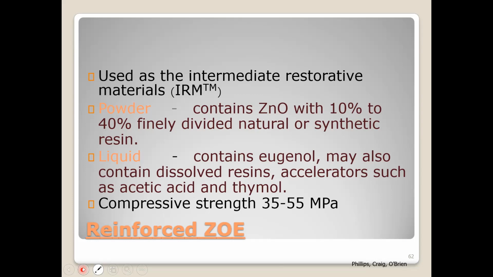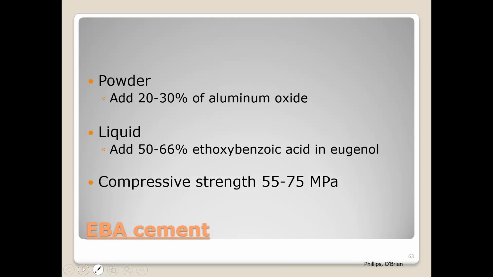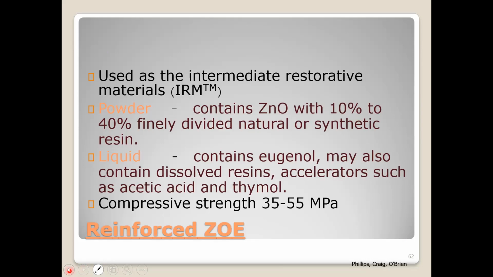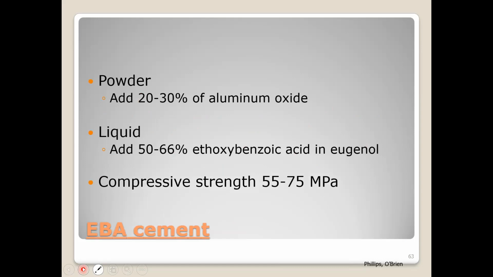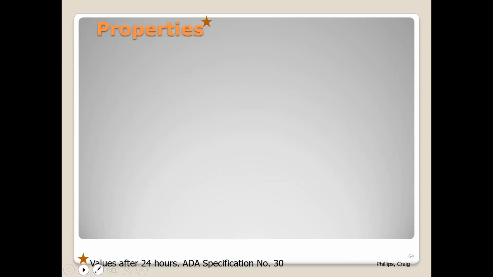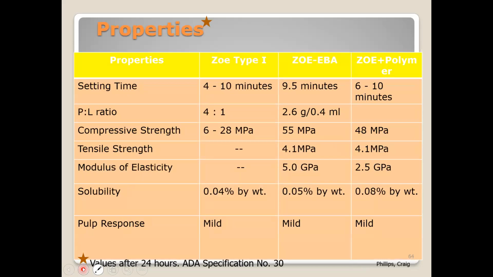So one way of reinforcing the zinc oxide eugenol cement is by forming the modified cement by addition of resin to it, finely divided natural or synthetic resin. Then you have ethoxybenzoic acid cement. It is slightly helpful for patients who have an allergy to eugenol. Then we have non-eugenol cements also.